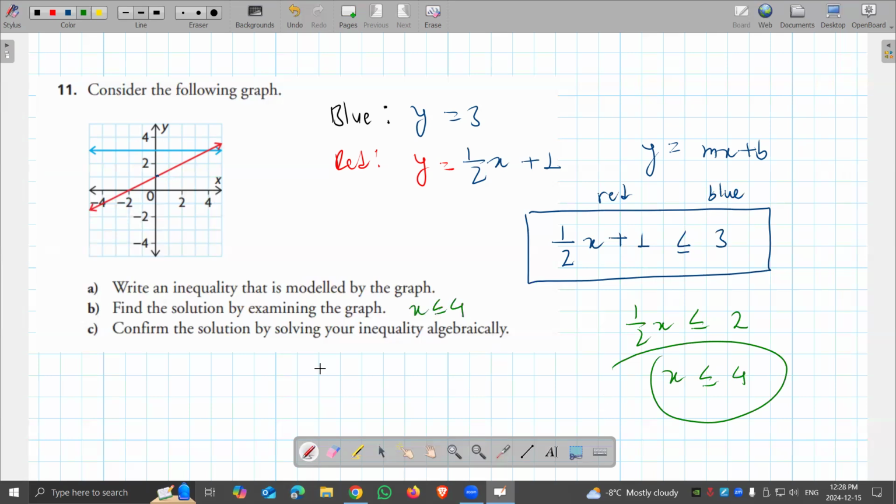Less than equal 4. Confirm the solution by solving your inequality algebraically. Already done. Graphically, you can just see that we're correct. At the x value of 4, that's when the y values are equal. Beyond that, the red line is higher. So again, not terribly difficult. It's just linear. Treat it like a linear function.